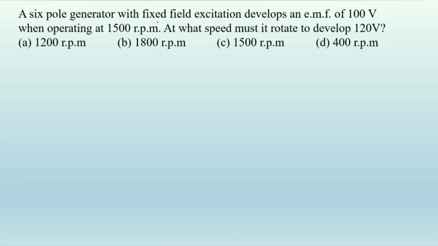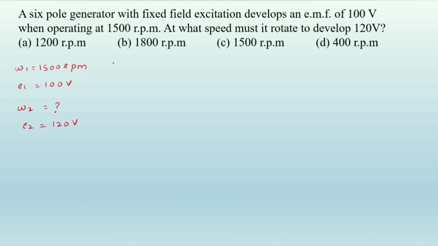A 6-pole generator with fixed field excitation develops an EMF of 100 volt when operating at 1500 rpm. At what speed must it rotate to develop 120 volt? See here, there are two cases. In the first case, when its speed is 1500 revolution per minute, then induced EMF is 100 volt. In the second case, when its speed increases, then induced EMF changes to 120 volt. So we have to calculate omega 2.